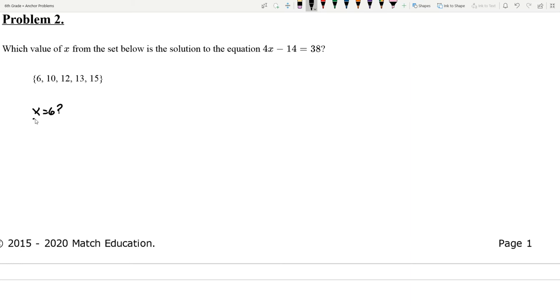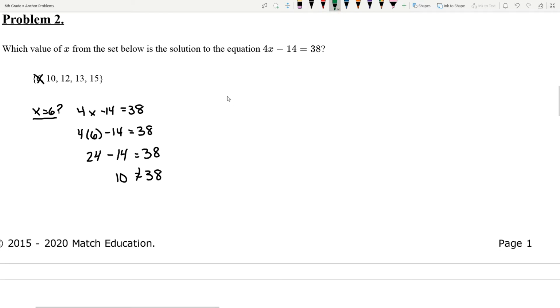Does x equal 6? Well, 4x minus 14 equals 38. 4 times 6 minus 14 would have to equal 38 for x equals 6 to be true. 24 minus 14 is 10. Well, 10's not equal to 38, is it? So it's not going to be 6.